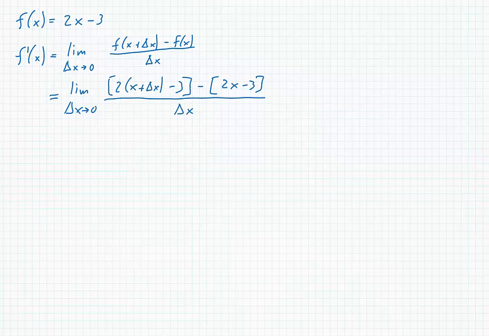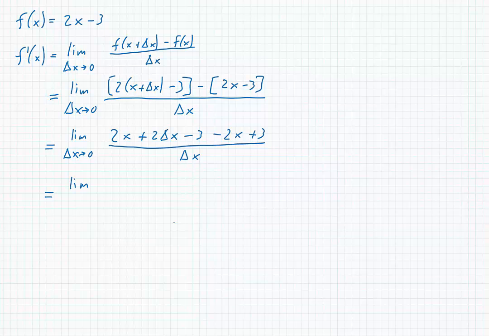Removing parentheses in the numerator, we'll get the limit as delta x approaches 0 of 2x plus 2 delta x minus 3 minus 2x plus 3, all divided by delta x. Now, in the numerator, we see that some things are going to add to 0. So we're going to have the limit as delta x approaches 0 of 2 delta x. And everything else goes away.